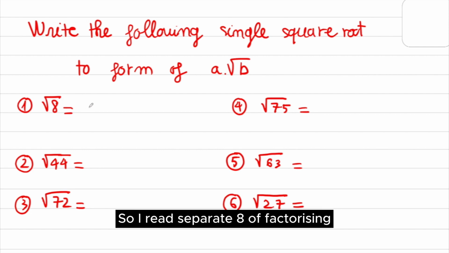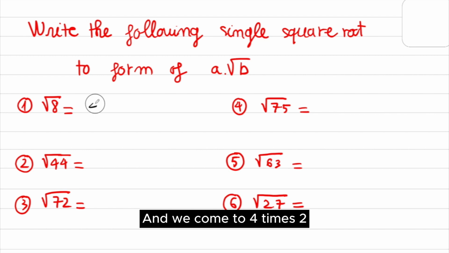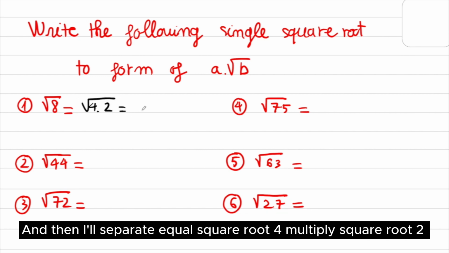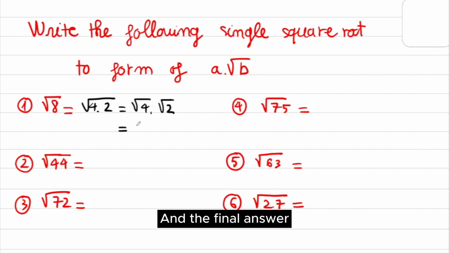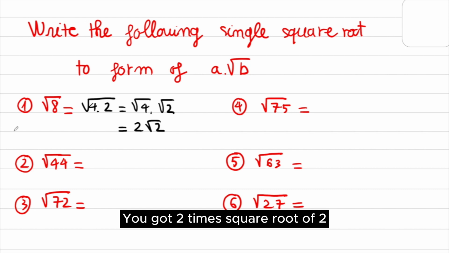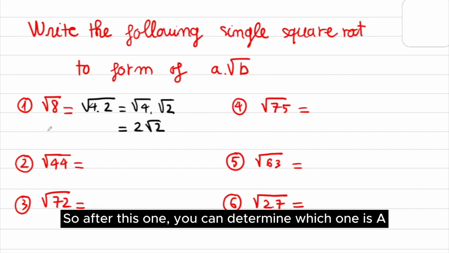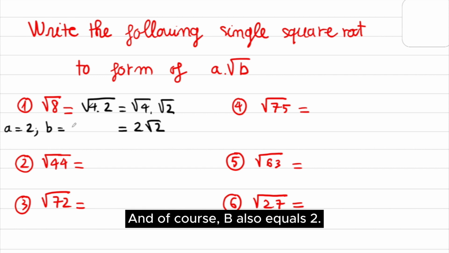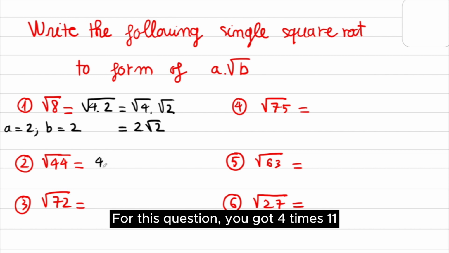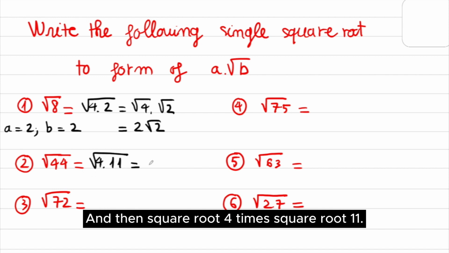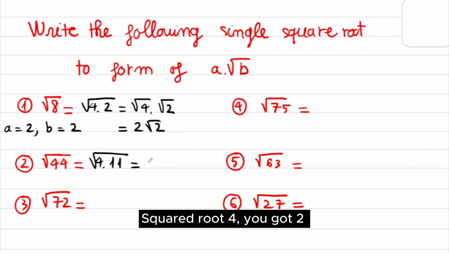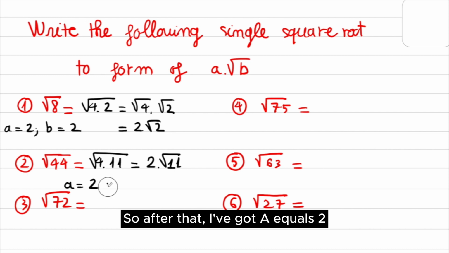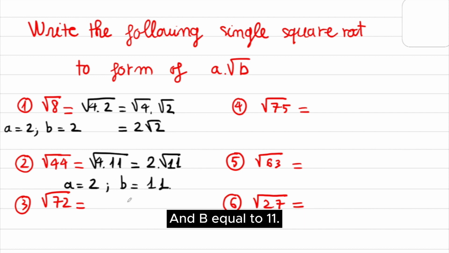So I will separate 8, or factorize 8, into 4 times 2. And then I will separate square root 4 multiply square root 2. And the final answer you got 2 times square root of 2. So after this you can determine which one is A and which one is B. You got A equal to 2 and of course B also equal to 2. For this question you got 4 times 11, and then square root 4 times square root 11. Square root 4 you got 2 square root 11. I will repeat. So after that I got A equal to 2 and B equal to 11.